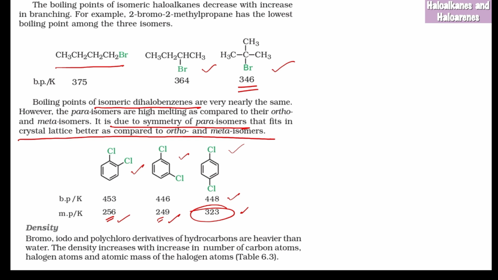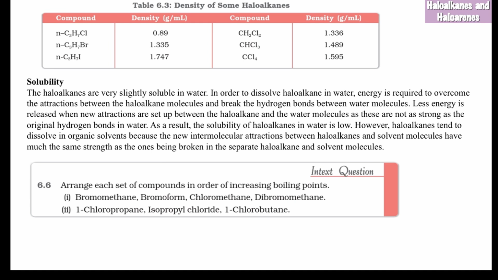Then comparison of density. Bromo, iodo and polychloro derivatives of hydrocarbons are always heavier than water. Density will increase with increase in, first, the number of carbon atoms, second, the number of halogen atoms, third, the atomic mass of the halogen atom. Now in this table, as can be seen, this is chloropropane, this is bromopropane and this is iodopropane. The density of iodopropane is the highest. Means as the atomic weight of the halogen atom increases, density increases.